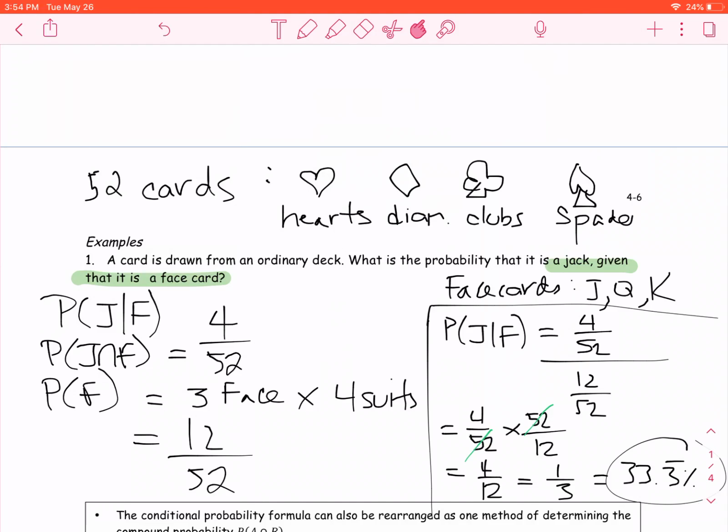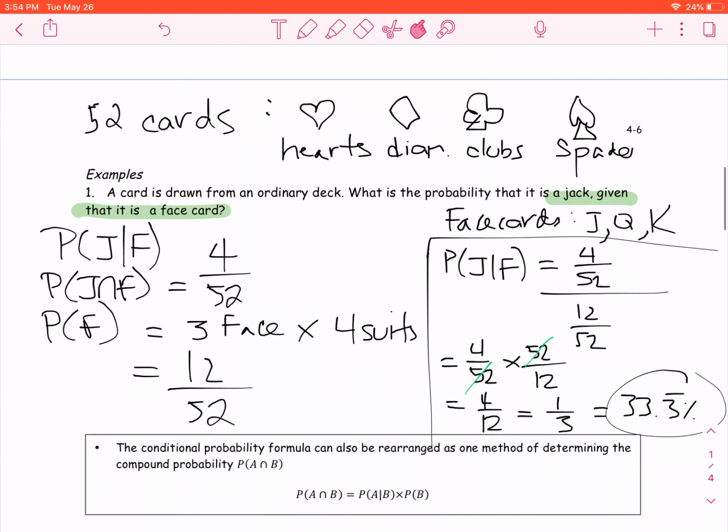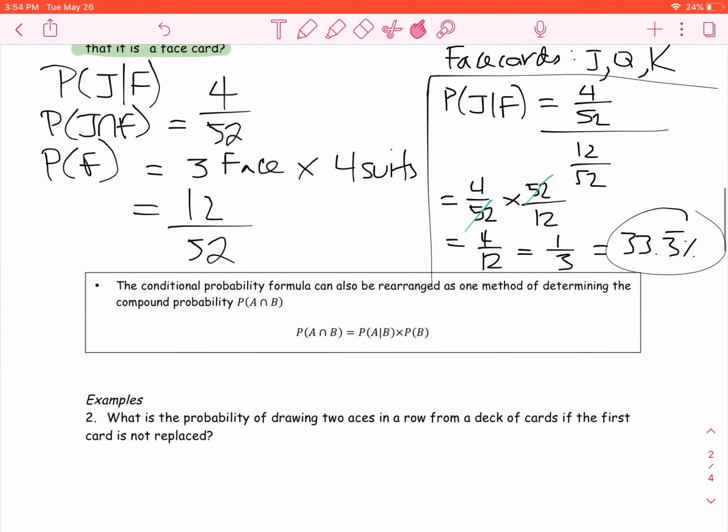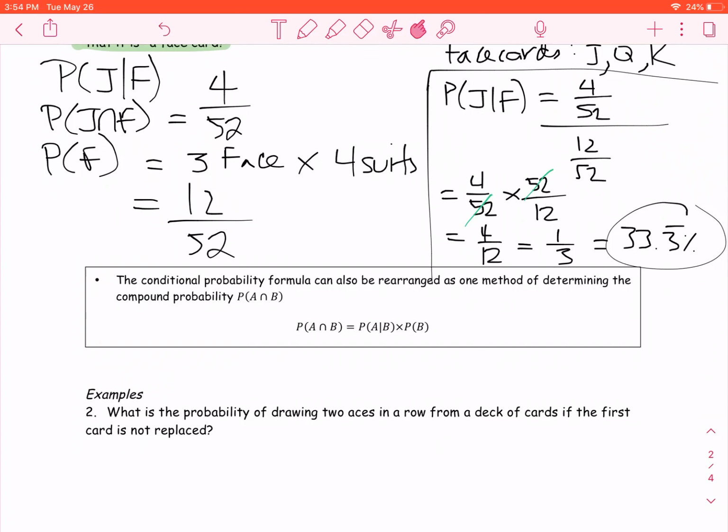Alright. Take a look at this box here. This box says the conditional probability formula can also be rearranged as one method of determining the compound probability: the probability of A and B is equal to the probability of A given B multiplied by the probability of B.